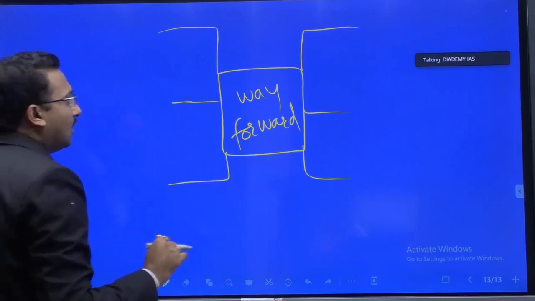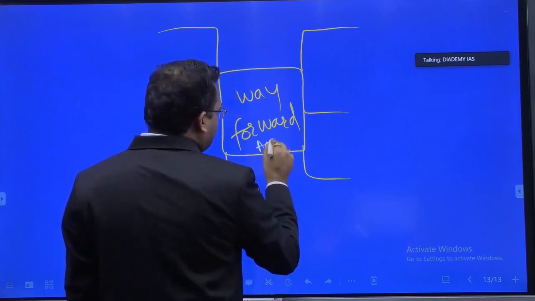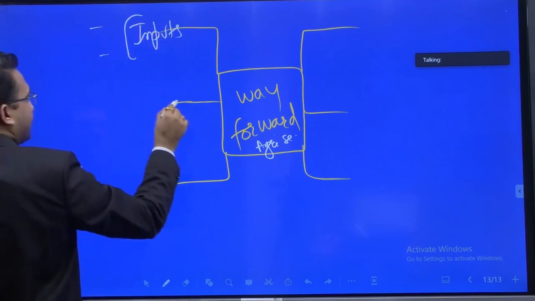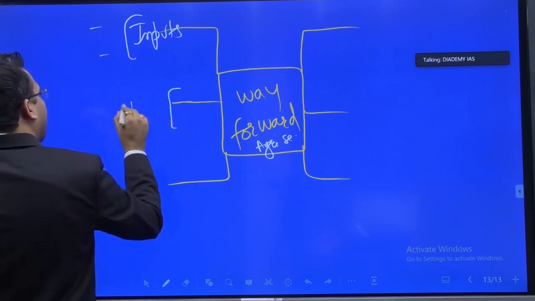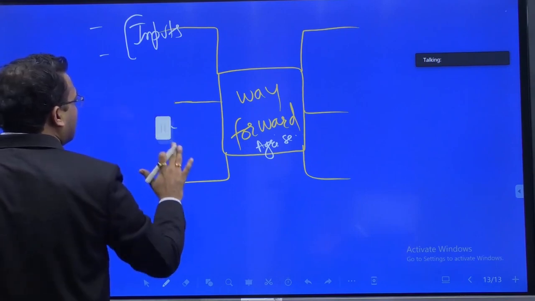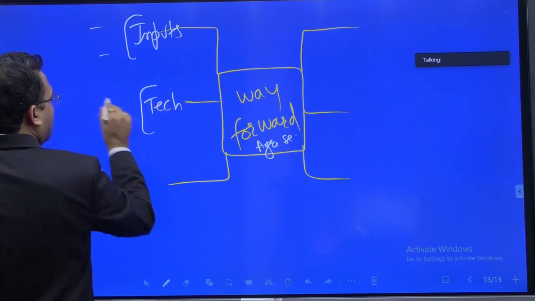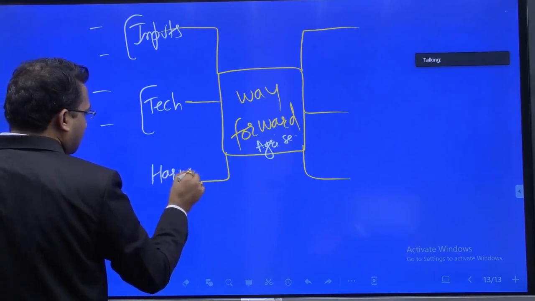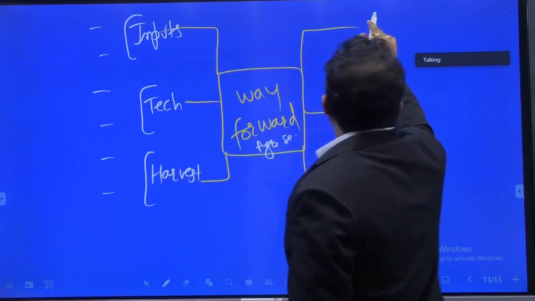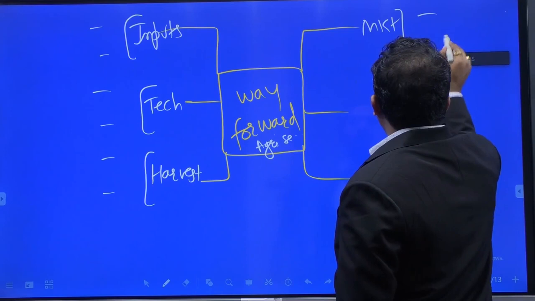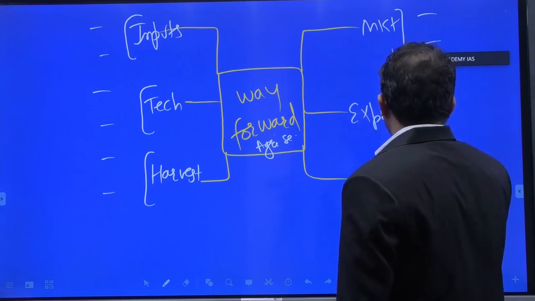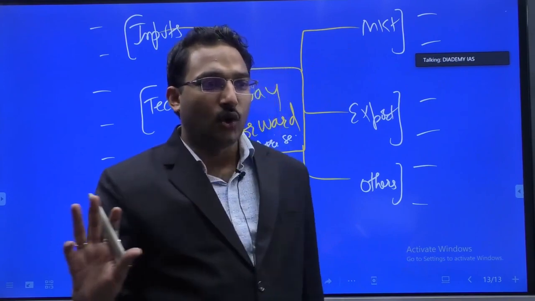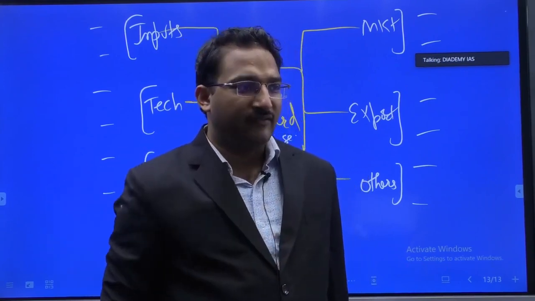Suppose way forward with respect to the agriculture sector. In inputs, 2 points, in technology 2 points, in say harvest 2 points, then marketing 2 points, export 2 points, and others 2 points. Only write the keywords, only write the examples, the data here. Don't try to write everything, right?